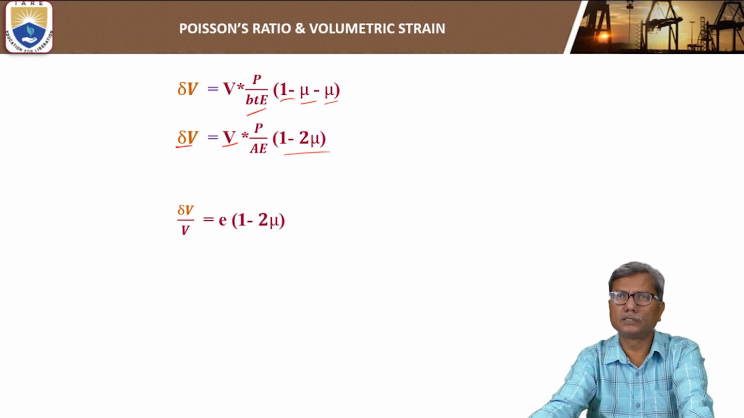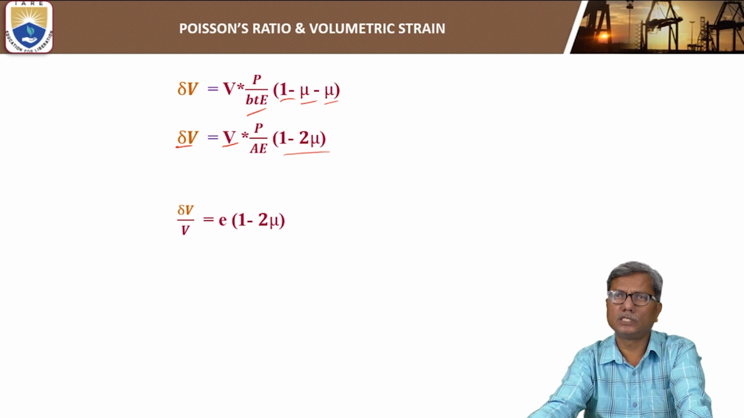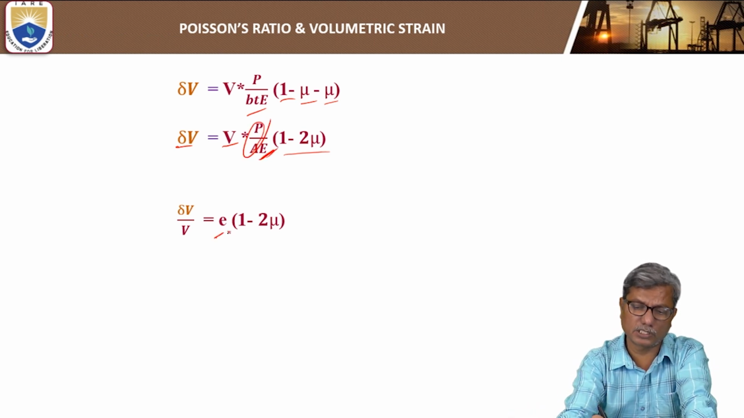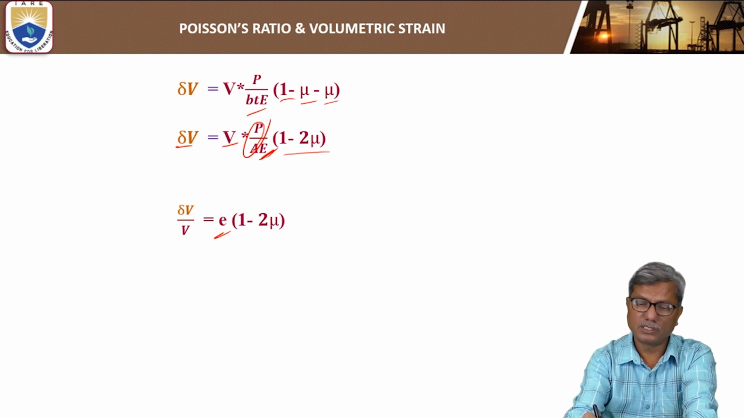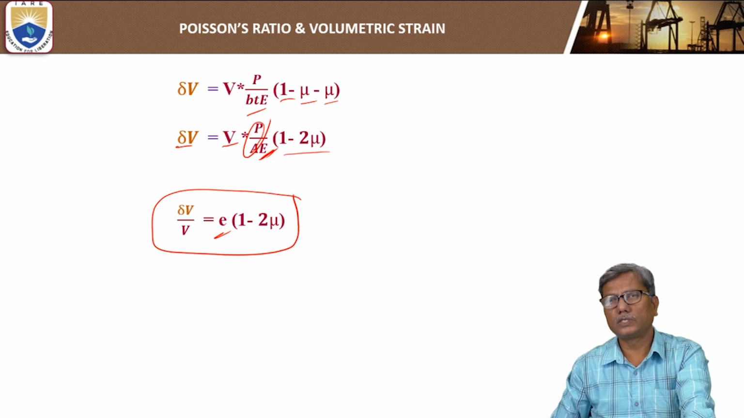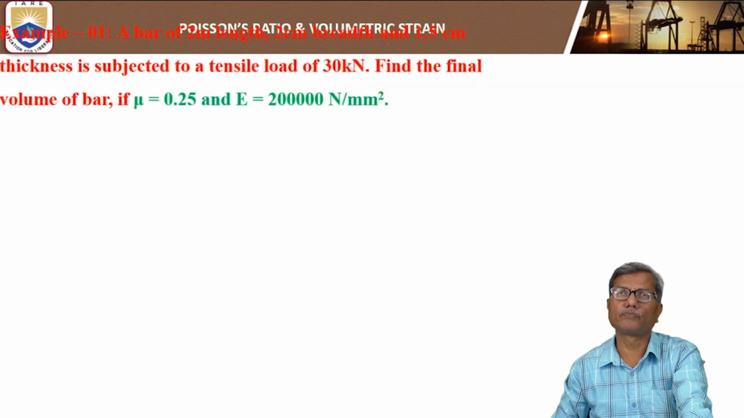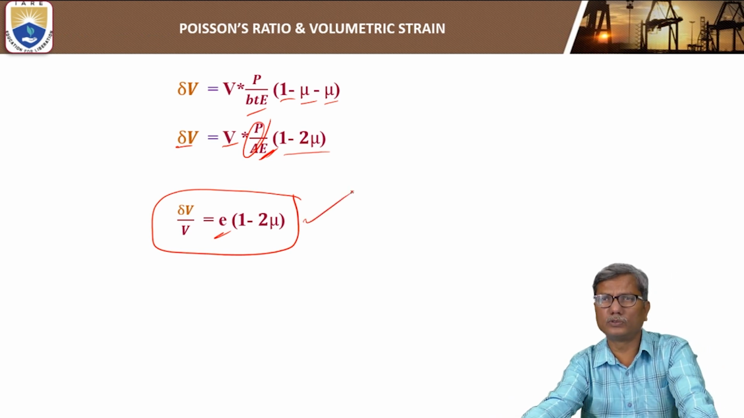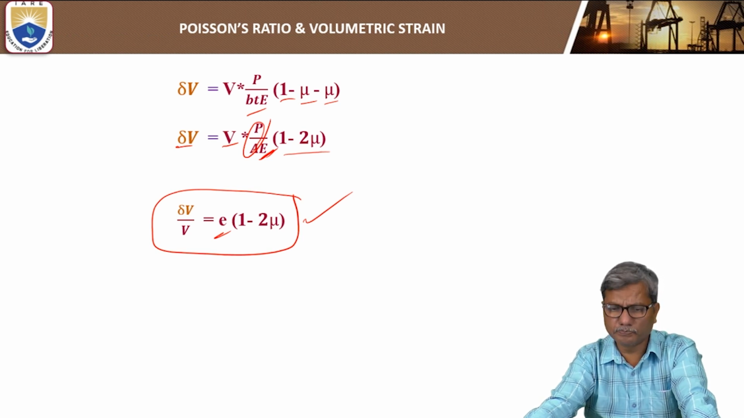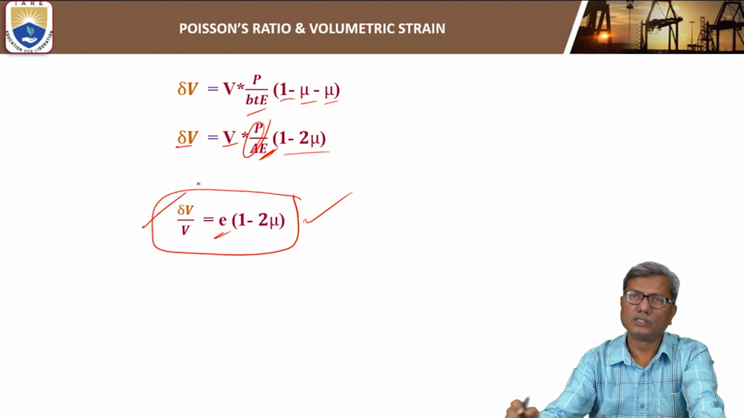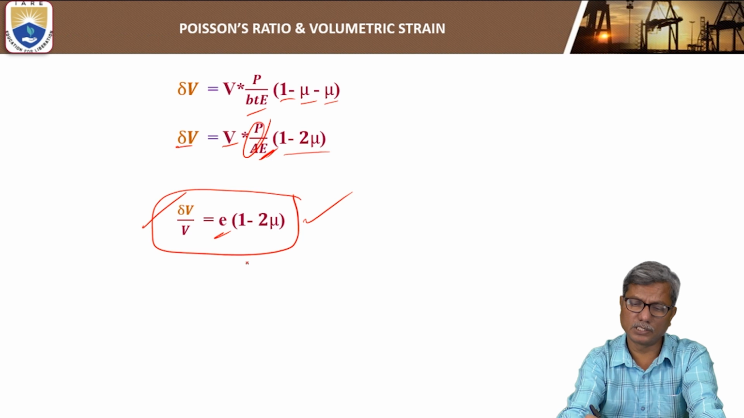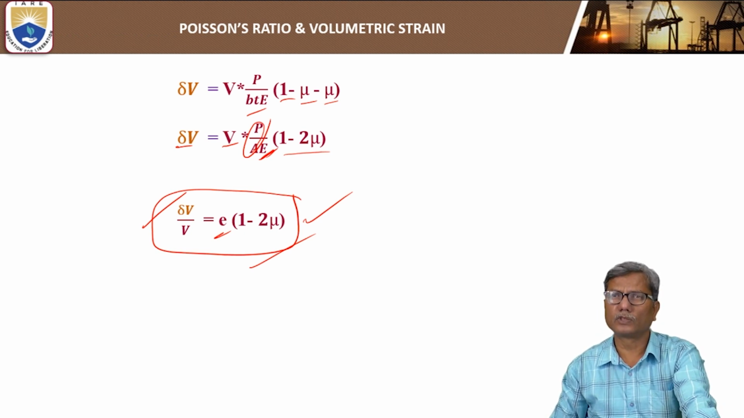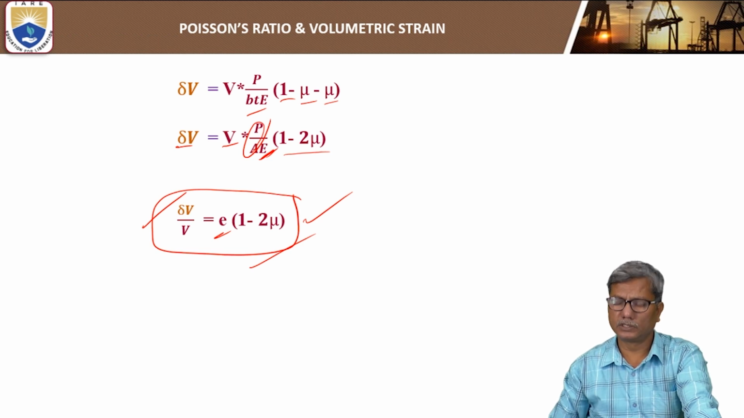And what is P by AE? Nothing but linear strain e. Linear stress by Young's modulus. P by A means stress, stress by Young's modulus is nothing but strain. So delta V by V is equal to e into 1 minus 2 mu. It is clear. So that is the expression for change in volume for a rectangular bar. That is, the volumetric strain of a rectangular bar is given by this expression. Understand? Similarly, for other cross sections also we can find the change in volume, the ratio of change in volume to original volume.